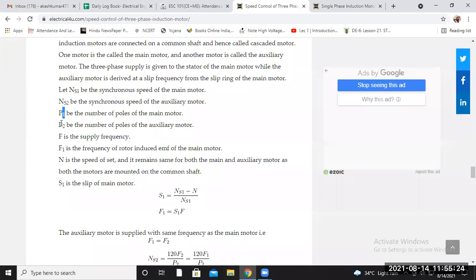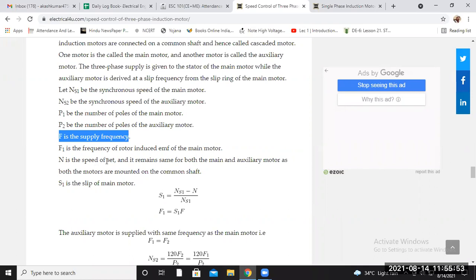P2 is the number of poles in the auxiliary motor. F is the supply frequency that is given to the main motor. F1 is the frequency of the rotor induced EMF of the main motor. That is this F1 that we have written here right now. You can say that this F1 is equal to slip into supply frequency. So F1 is the frequency of the rotor induced EMF of the main motor.